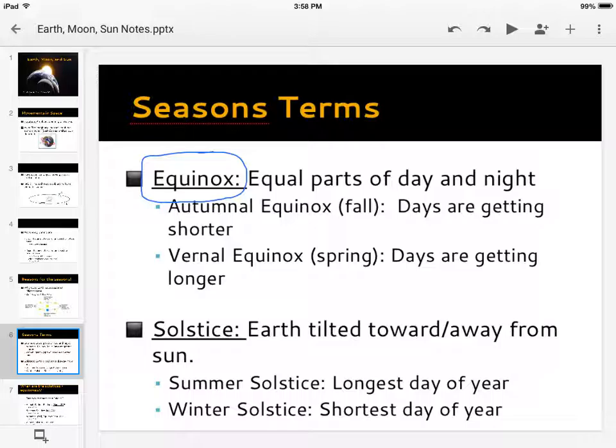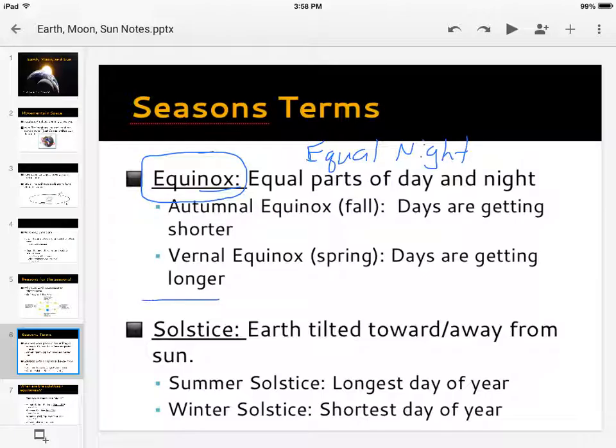So if you look, this actually stands for equal, and then nox means night. So you've got equal night. And that happens 2 times. In the fall, that happens when the days are getting shorter and shorter. And then in the spring, the days are getting longer and longer, and you get to 12 hours of daytime, 12 hours of nighttime. That's called an equinox. This is also the first day of fall and the first day of spring.